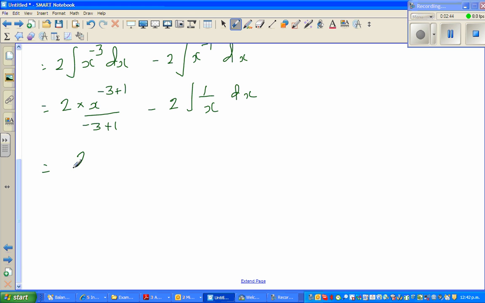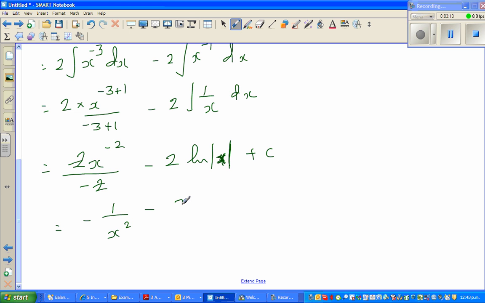So this is 2x to the power minus 2 over minus 2, minus 2 natural log of x plus 3. I'd write this in modulus because log is not defined for negative values. Okay. So this finally is just, 2 and 2 get cancelled. This is minus 1 over x squared minus 2 natural log of modulus x plus c. This is your answer.